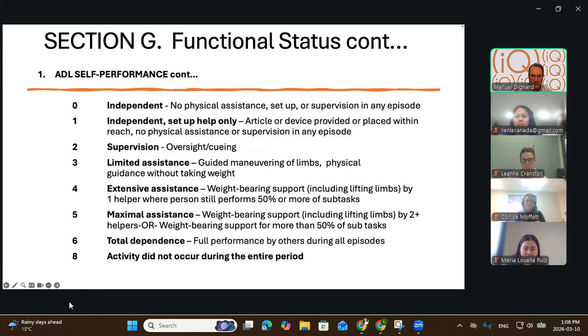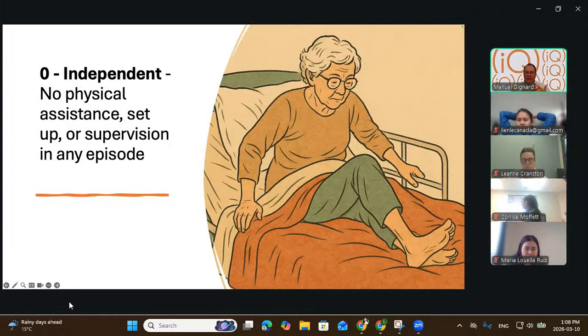Right? We code from 0 to 8. So let's look at them individually. So we start here with independent. So we use this when the resident performs the activity completely on their own, no setup help, no reminders, no supervision. They simply did the task themselves.